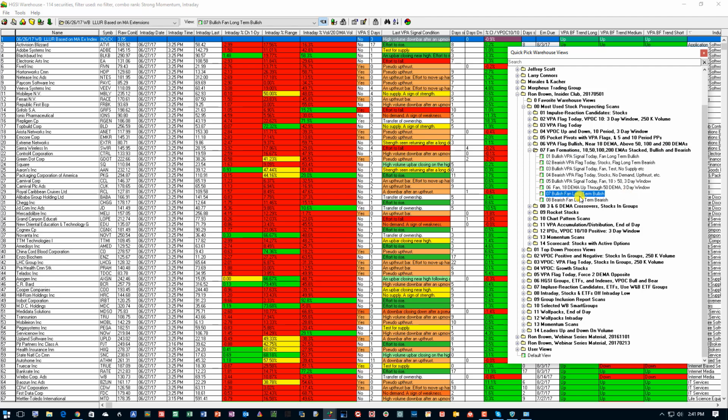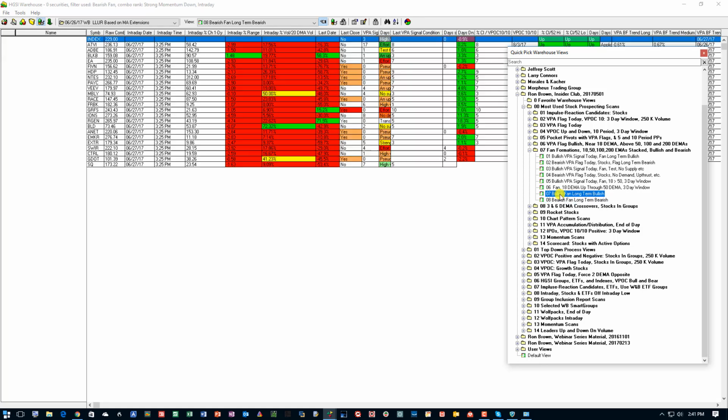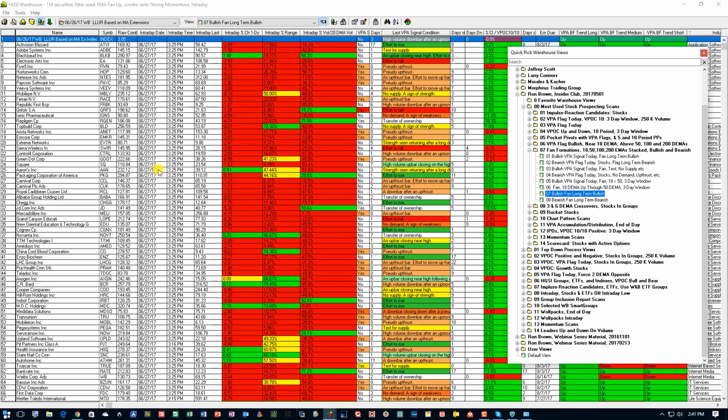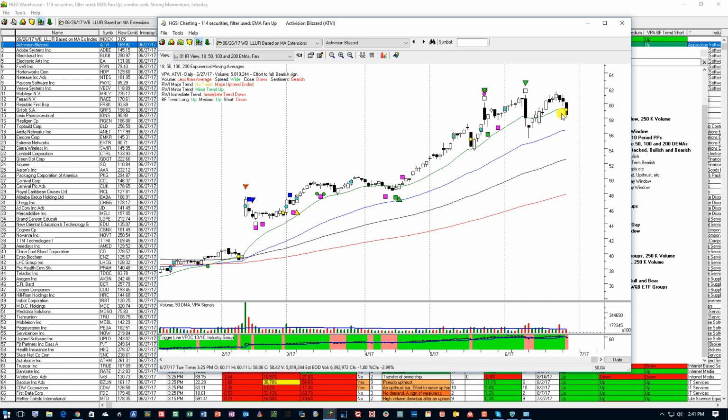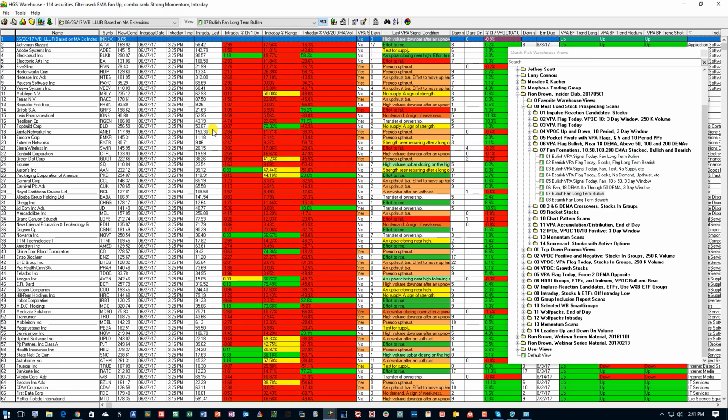Another thing I want to point out here is that I'm under my most used stock prospecting scans. I'm under fan formations. I'm under bullish fan, long-term bullish number 7. If I click on bearish, none of the stocks qualify. So every stock that is in the LLUR folder right here is above the fan formation. In other words, I'll just bring one of them up. It's above the 200, the 100, the 50, and now it's below the 18, but the fan is still intact. So these are stocks that exhibit the lower left to upper right formation. They're strong stocks. These are the leaders in the database.